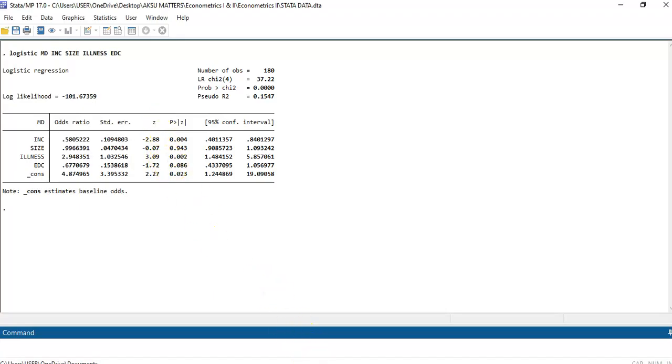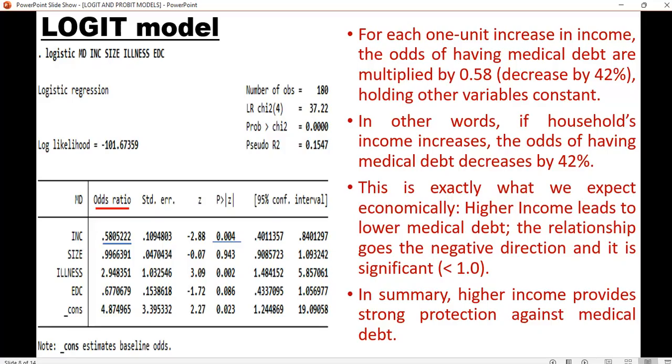Let's look at the expanded version in the PowerPoint. This is the exact result we've seen. The logistic regression, where the log likelihood is minus 101.67359, and then when we look at the odds ratio for income, the first variable, you see it has 0.580522 with a probability of 0.004, which is less than the 5% level of significance. And so what is the possible interpretation of that?